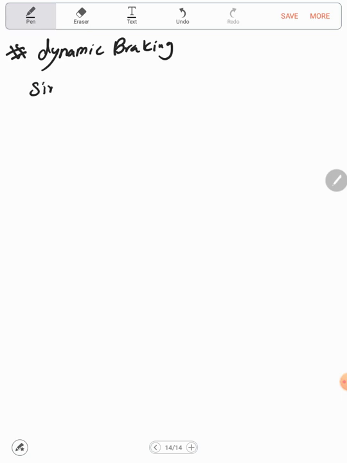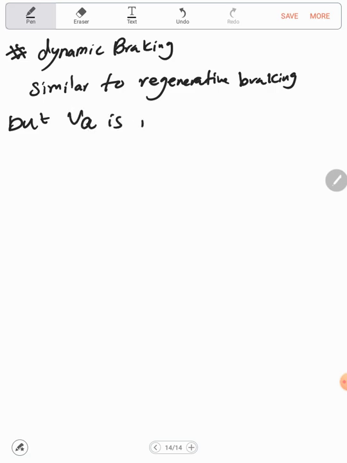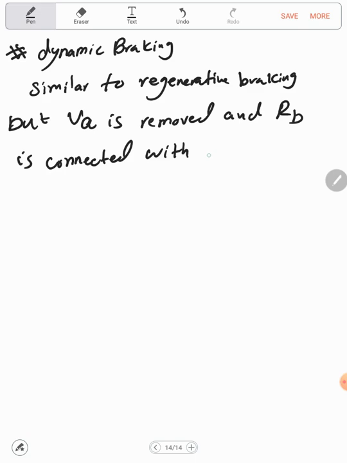So simply here in the dynamic braking, which is similar to regenerative braking, except that the voltage VA is removed and external resistance, let's say braking resistance RB, is connected with the armature to limit the braking current or the braking torque.